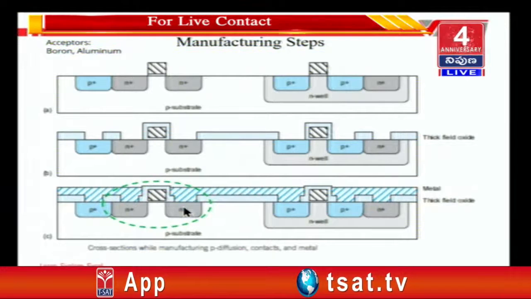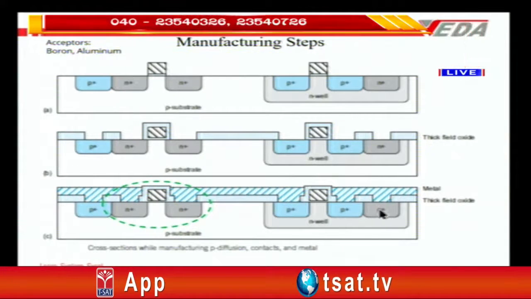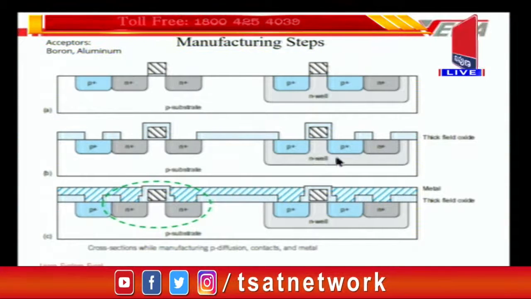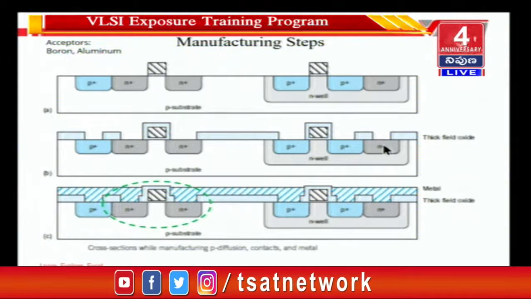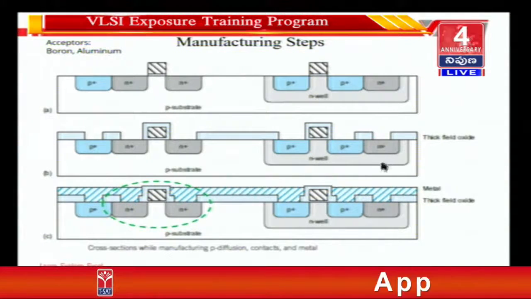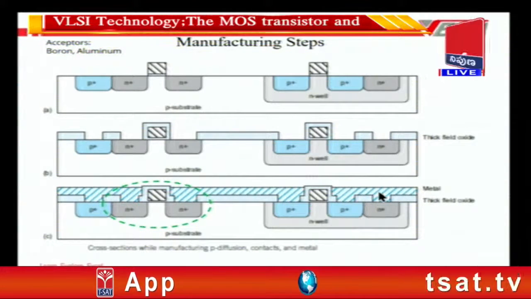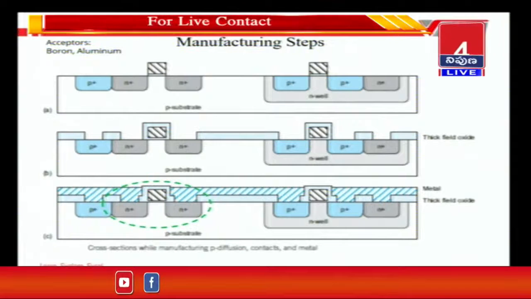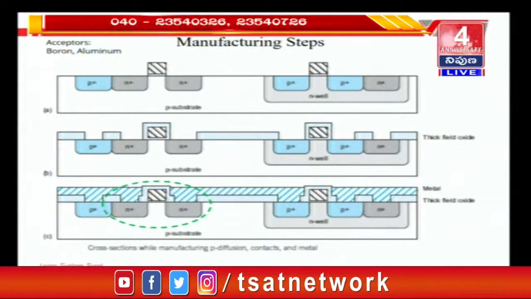They are connected together. The reason for having this contact as N plus, that means more heavily doped than this particular N well, is that otherwise if this N well is directly connected to the metal, it will form a Schottky diode junction and it will not form an ohmic contact. The ohmic contact is required in order for the resistance to be the same in both directions of the flow of current, whatever current might be flowing.